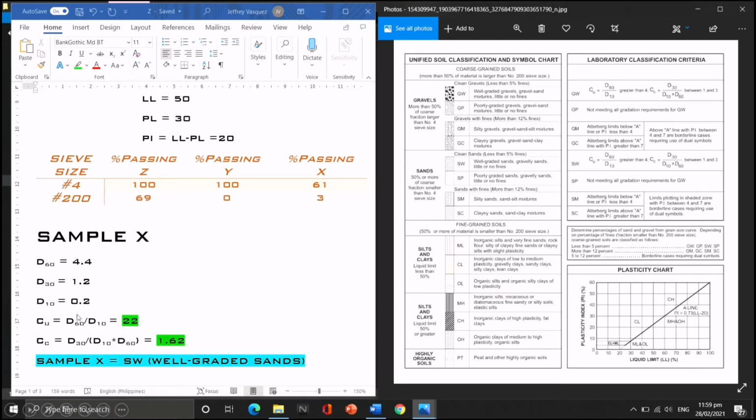Then, SW or SP, syempre, kunin din natin yung D60, D30, at D10 mula doon sa graph na binigay. And then, kunin ang CU, D60 over D10, which is 22, which is greater than 4. Yan, tama yan. And then, CC natin na D30 squared over D10 times D60, which is 1.62, which is in between 1 and 3. So, ibig sabihin na na-meet natin yung gradation requirement ni SW, which means that our sample X is SW or well-graded sands.